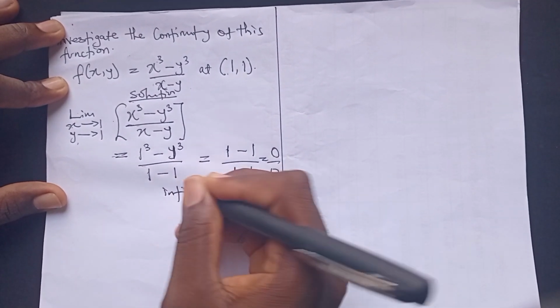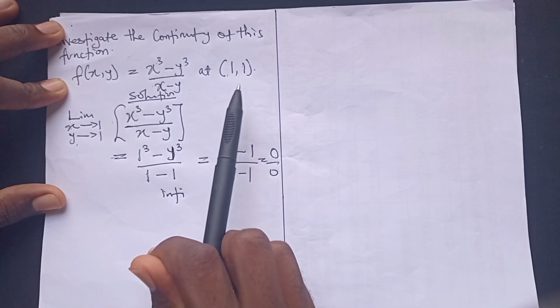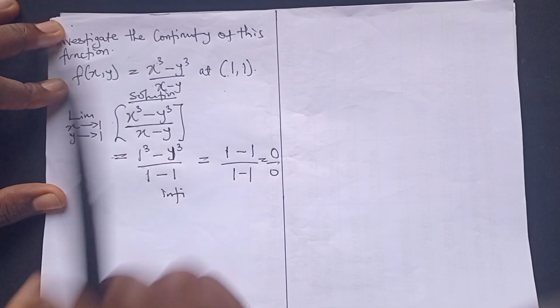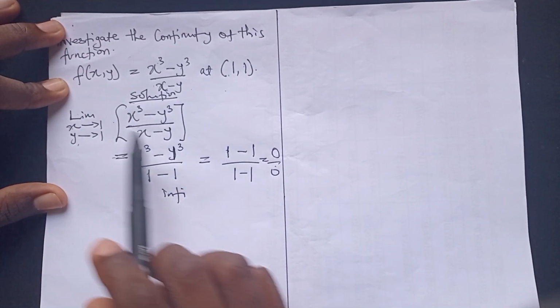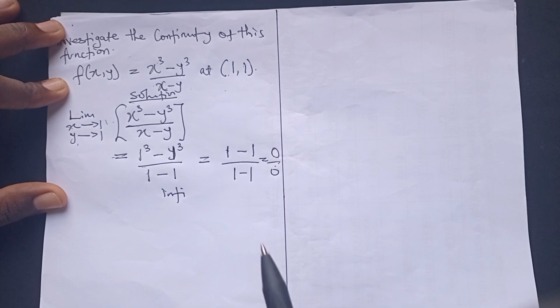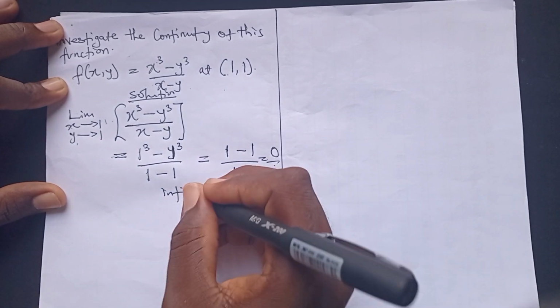Indeterminate. We have to investigate if the continuity is determinate. So if the answer to this continuity is 0 over 0, it means that the continuity is indeterminate.